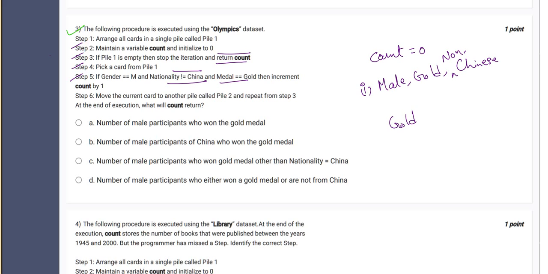a gold medalist, gold medals, or a male gold medal, minus China. That means number of male participants except from China who have gold medals. Number of male participants who won gold medal other than nationality being China. Right.